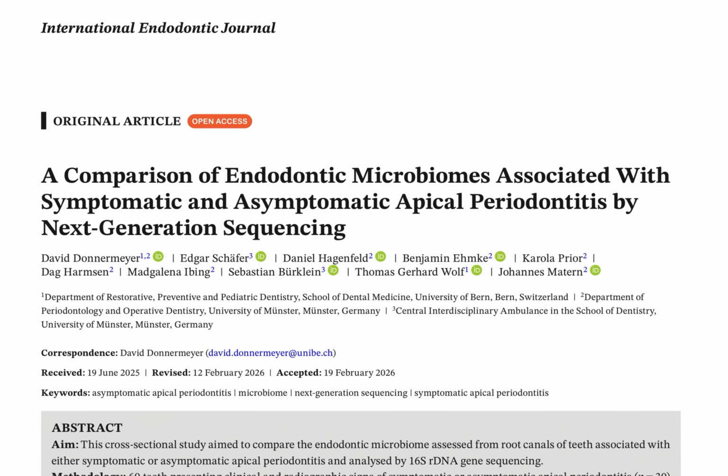Bacterial DNA was extracted and the V4 region of the 16S rRNA gene was amplified and sequenced on the Illumina MiSeq platform. Sequences were processed to generate amplicon sequence variants and taxonomic assignment using the Expanded Human Oral Microbiome Database. Diversity and community composition were compared between symptomatic and asymptomatic groups using multiple indices and differential abundance methods with multiple testing correction and patient as a random effect where appropriate.